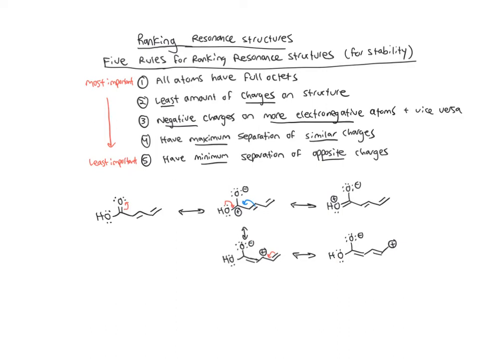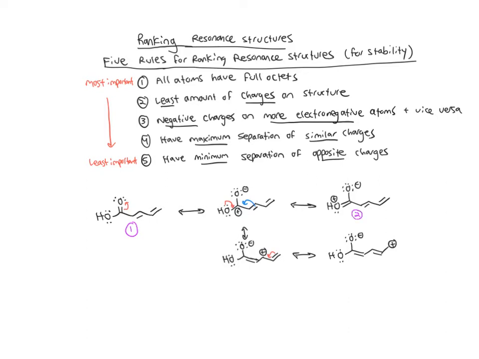Let's continue and look at the second rule, which is the least amount of charges on the structure. With this first structure and the third one, we're trying to figure out which one's the most important at this point. We have formal charges on the third one, so we have a negative and a positive. We don't have any formal charges on the first one, and so automatically that makes the first one the best structure. That's the most like what that molecule is going to look like. For the other one, because all the atoms have octets in that structure, that's going to be number 2.